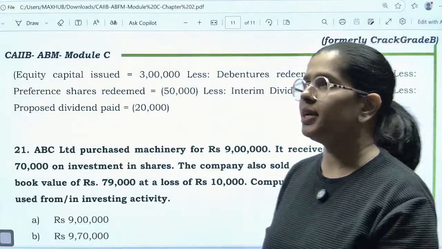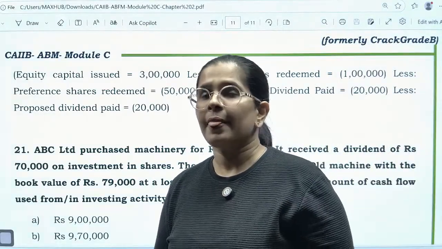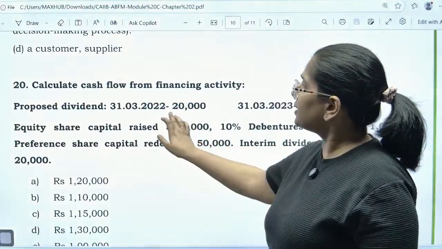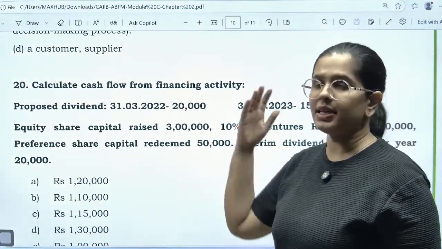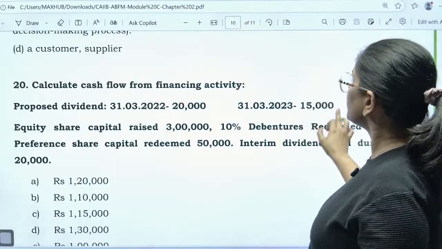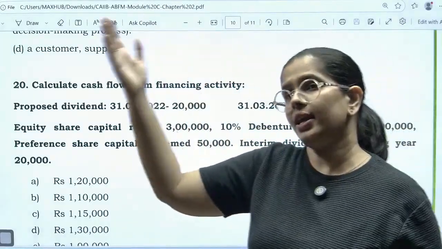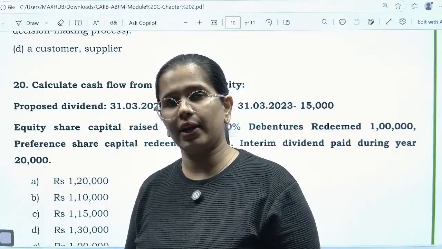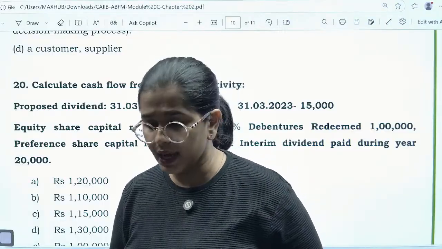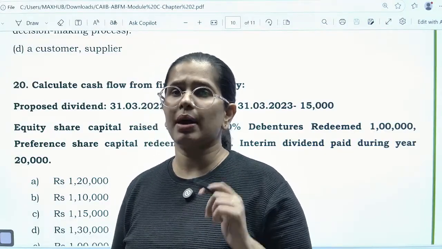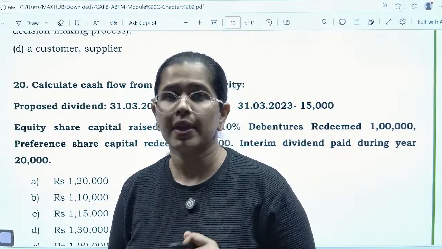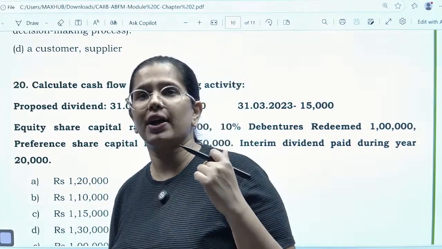See, proposed dividend is a final one, okay? The figure of last year, whatever you have saved, you will pay in the current year, and what you are saving in the current year you will pay in the next year. So when I'm asking you to calculate cash flow from financing activity, I'm asking what is the amount you have actually paid, आपने कितना amount actual में pay किया है. So this is something that would be classified over here.